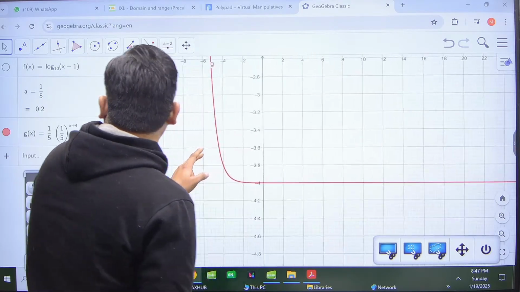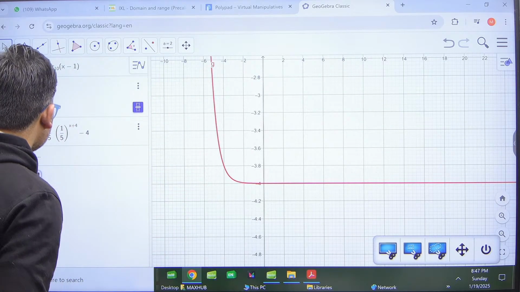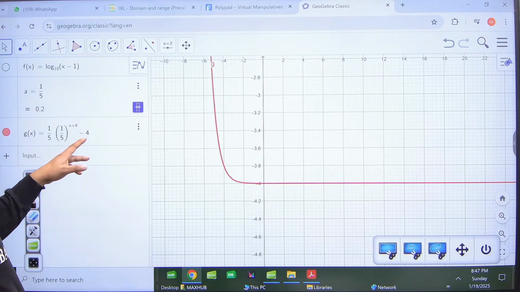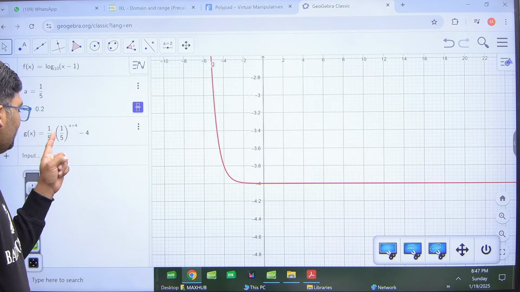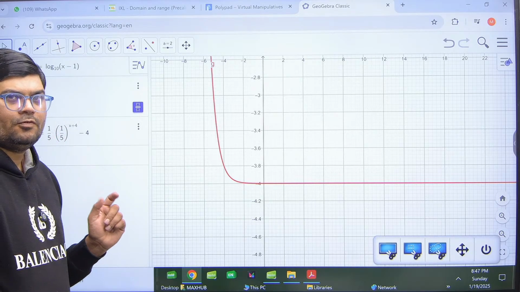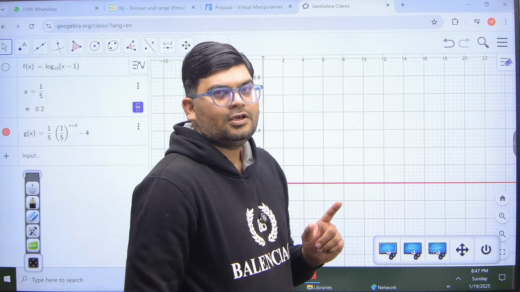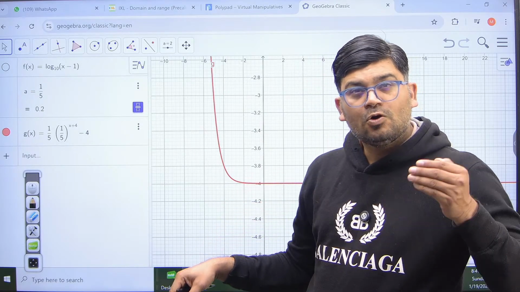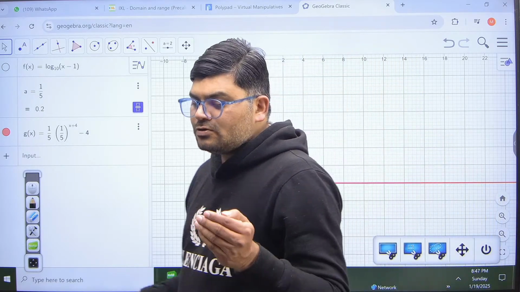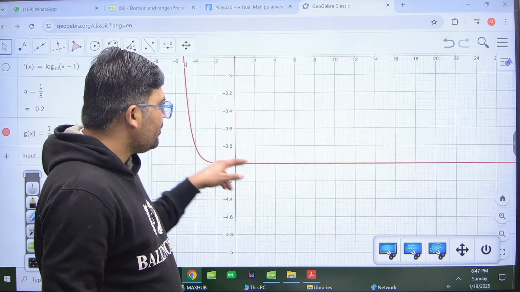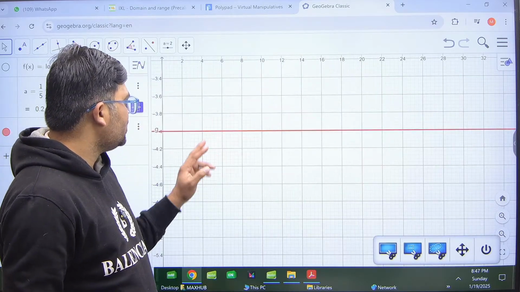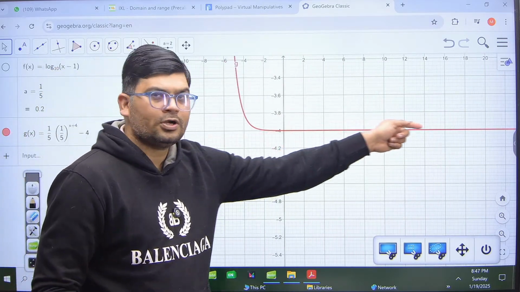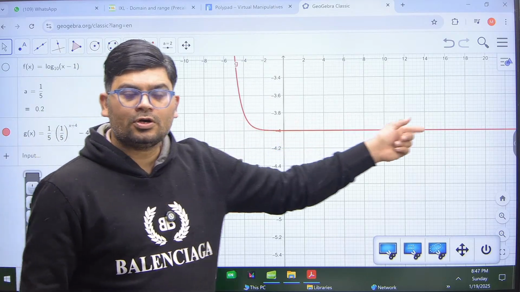Yes, it is touching the y-axis at minus 4, but it cannot be minus 4 because this can't be negative. See, 1/5 into 1/5 x to the power plus 4 can't be negative. So that means it is not going to touch this minus 4. It will always be as close to minus 4 as it can, but it can never cross minus 4 or touch minus 4. This is known as asymptote.